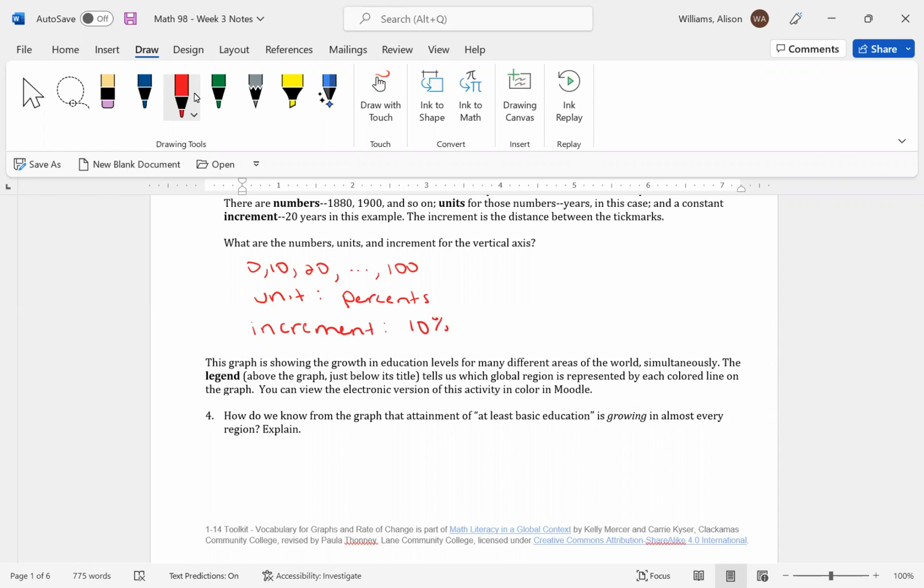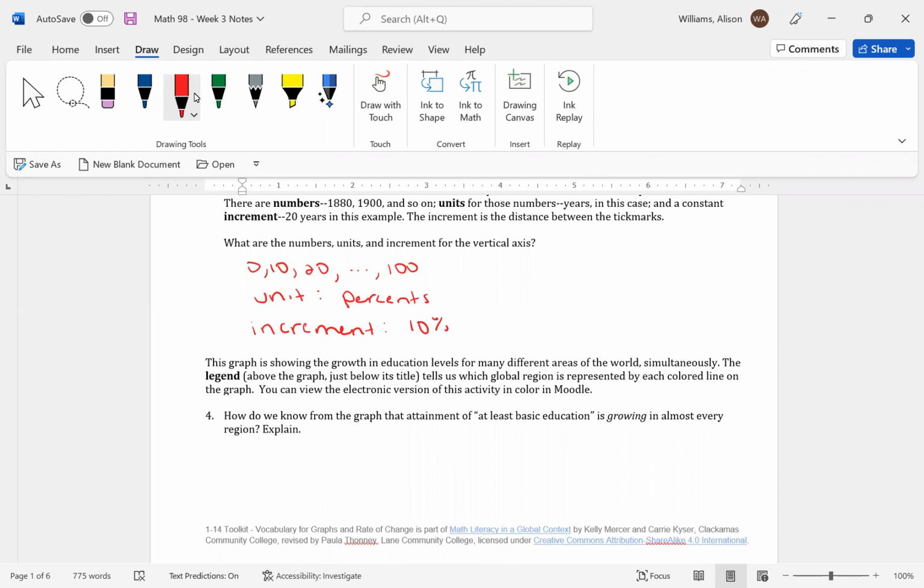All right. This graph is showing the growth in education levels for many different areas of the world simultaneously. The legend above the graph, just below the title, tells us the global region represented by each color line on the graph. You can view this. Okay, that last sentence is not true. This was written for a different college, so we're just going to ignore that.